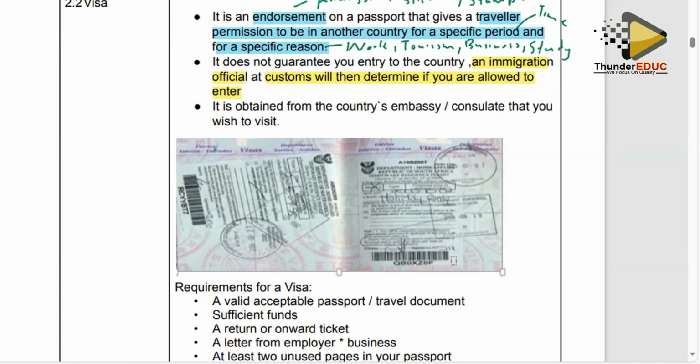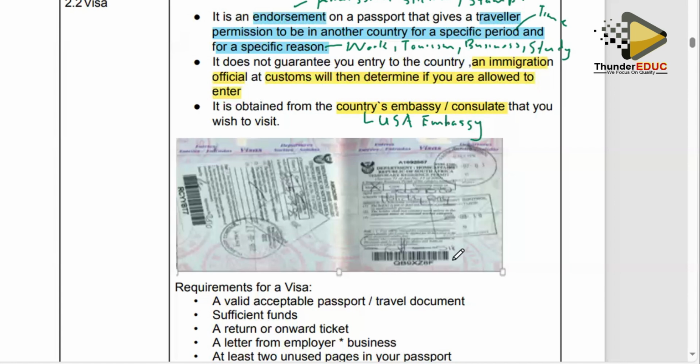Then where do you obtain a visa? A visa can be obtained from the country's embassy. It is obtained from the embassy of the country that you wish to visit. For example, if you need a United States of America visa, a USA visa, you need to apply for it at the USA Embassy in South Africa. An embassy is basically an office of a foreign country in another country.